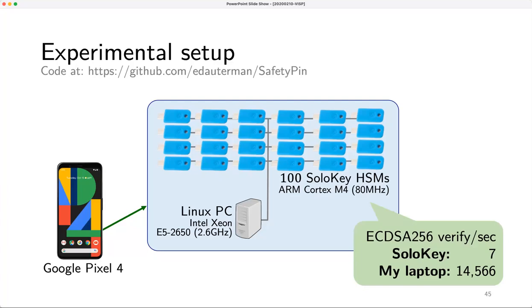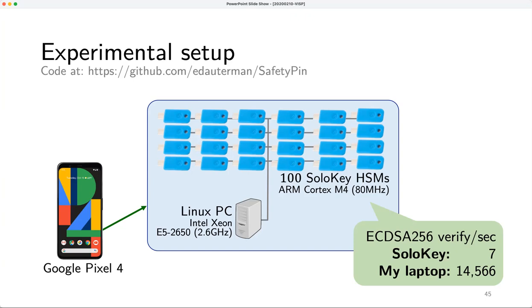So Emma, who is the PhD student doing all of the work here, bought 100 of these super low cost hardware security devices. These are SoloKey HSMs. These are something like $20 or $30 each. And as someone mentioned, these are very slow. Just for reference, my laptop can do something like 15,000 ECDSA signature verifications a second. These SoloKeys can do something like 7. So they're really, really computationally limited devices.